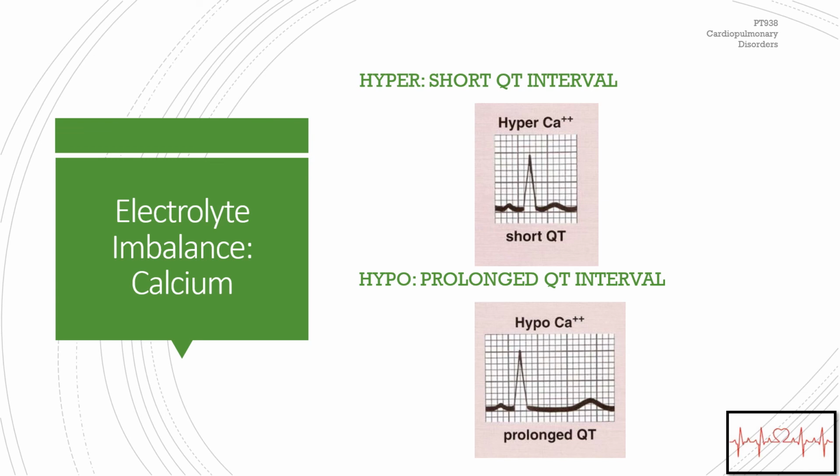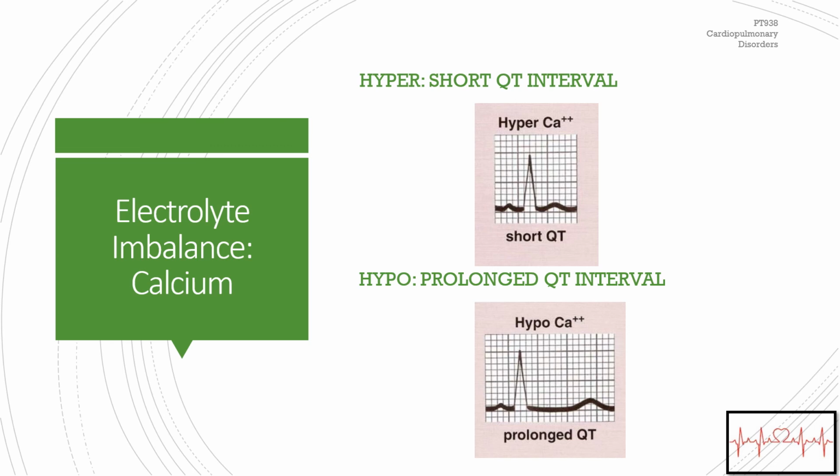When we discuss calcium, if we talk about hypercalcemia, we see short QT intervals on the EKG, so depolarization and repolarization of the ventricle is accelerated. Hypocalcemia, or low calcium, will cause prolonged QT intervals, meaning that it's taking a longer time for depolarization and repolarization to occur before the next beat.